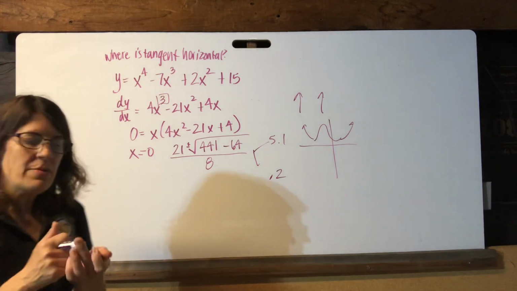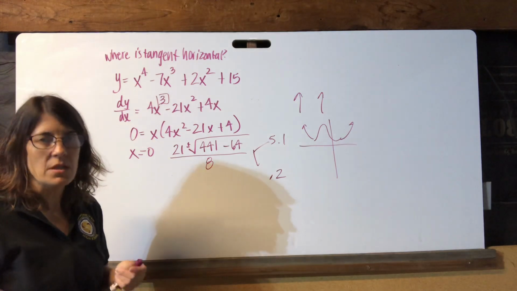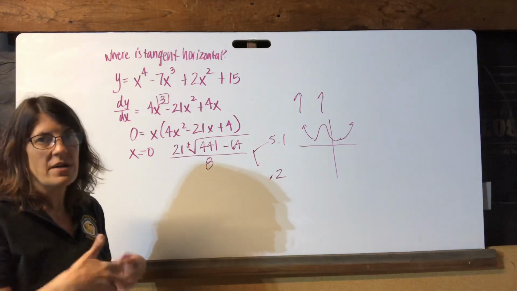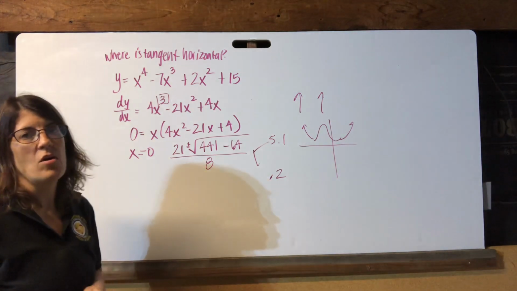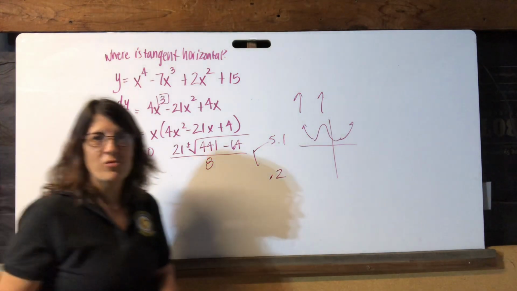All right, that is the beginning of your shortcuts to finding derivatives, so you don't have to use the limit as h approaches 0 of f of x plus h minus f of x all over h. You still have to know how to do that, but this should hopefully make your life a bit easier.